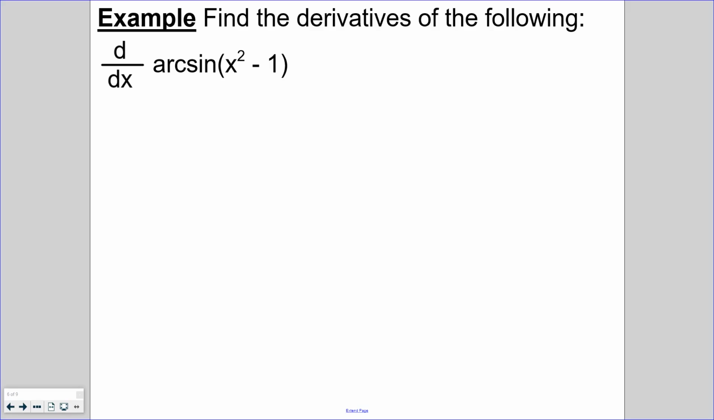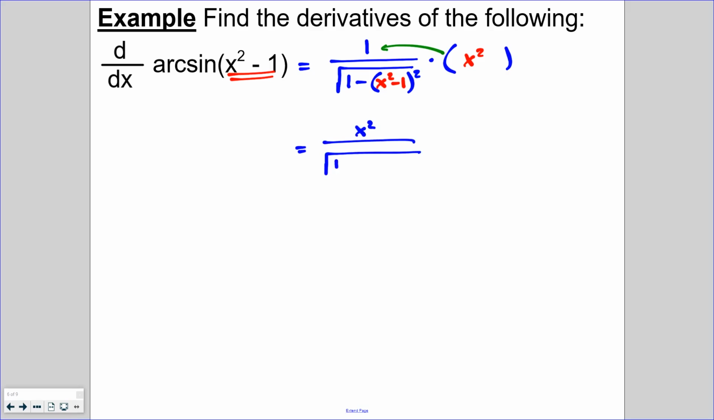So, if we want to take the derivative of arcsine, we know the derivative of arcsine is going to be 1 over the square root of 1 minus our inside squared times the derivative of our inside. And we can see that the inner function is x squared minus 1. And then using chain rule, we have to multiply by the derivative of that. And the derivative of x squared minus 1 is 2x. And then we can continue to simplify. We know that we can multiply that to the numerator. So that's going to give us 2x over the square root of 1 minus.